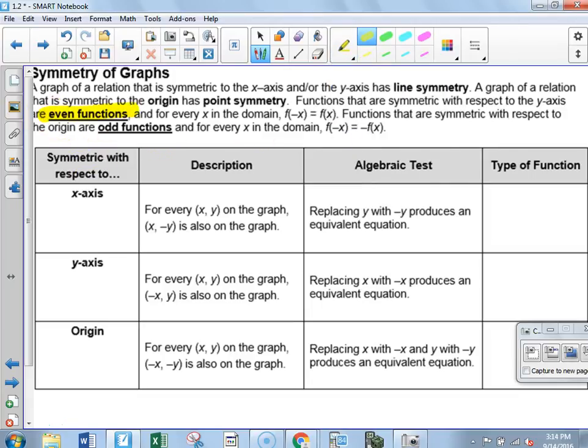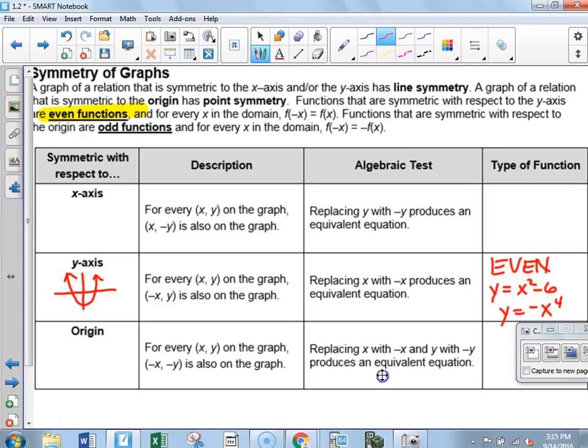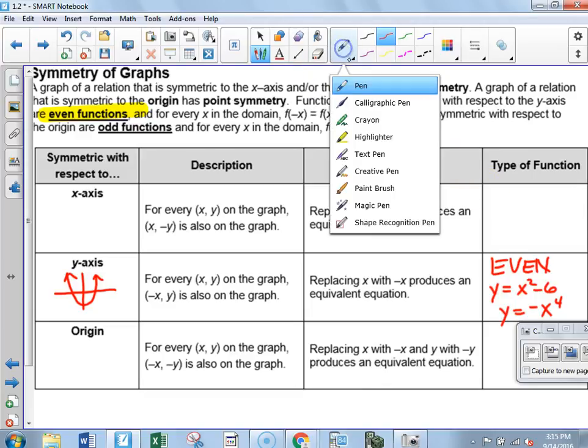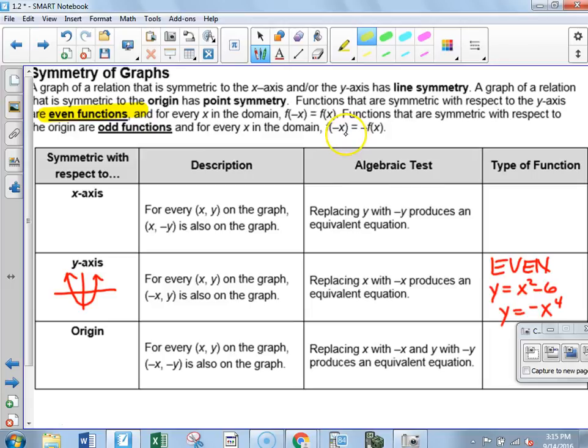The even function is which one? Okay, y-axis. So I'm going to write even in here, but I'm going to do a couple other things real quick. I'm going to draw just a really fast example of something that has y-axis symmetry so that I don't get confused. And I'm going to write a couple equations. Y equals x squared minus 6. Y equals negative x to the 4th. Those would be even functions. Just examples for you, okay? Anybody question yet?